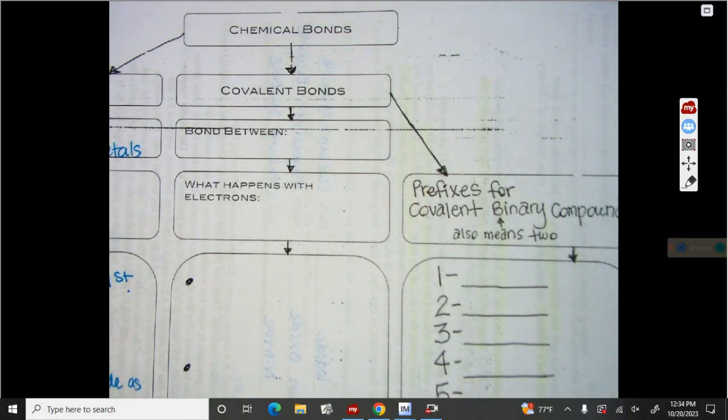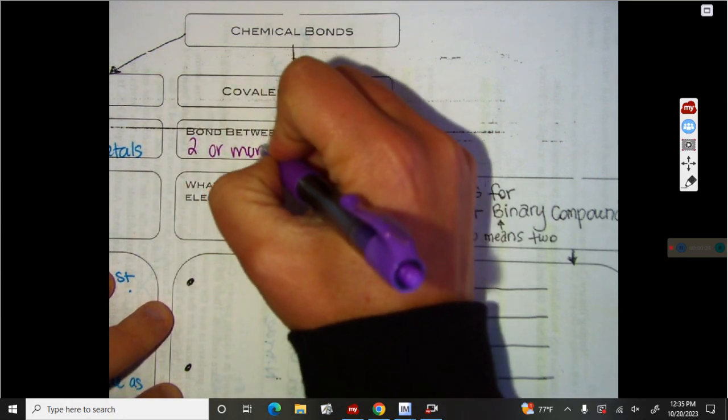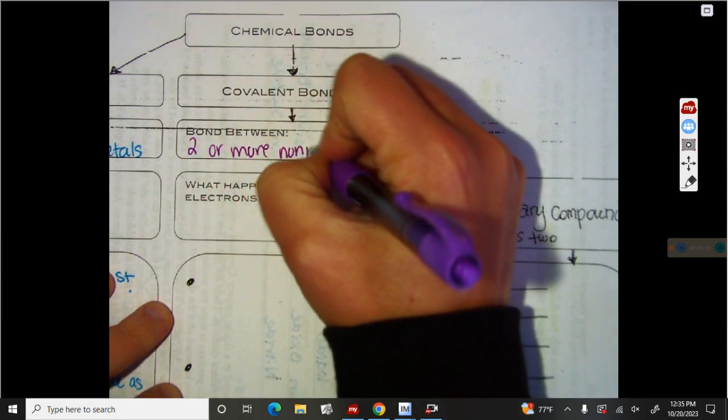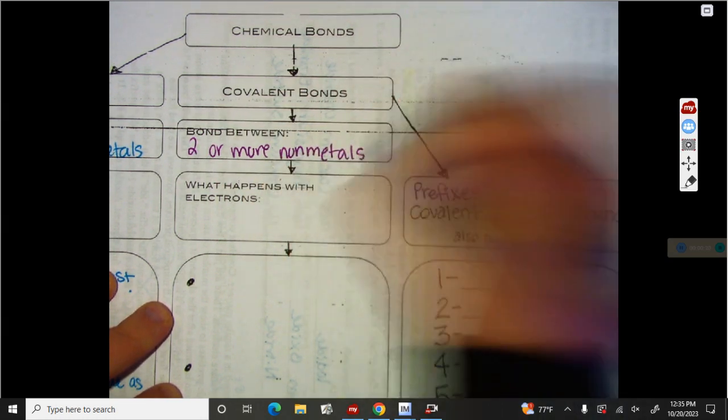Covalent bonds. So far we have named ionic bonds and found the chemical formula. When we talk about covalent bonds, there are different methods for finding the chemical formula and the name. First we're going to talk about what a covalent bond actually is. It's a bond between two or more nonmetals. No metals are going to be in a covalent bond.